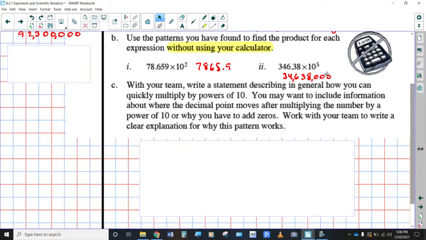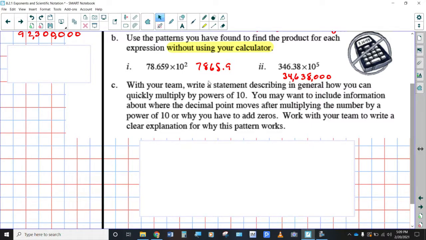Zeros there, there we go, and then put your commas in because remember every 3 digits from the decimal point gives you your grouping. This is the ones grouping, the thousands grouping, this is the millions grouping. So it's 34,638,000, and that's where we end it.